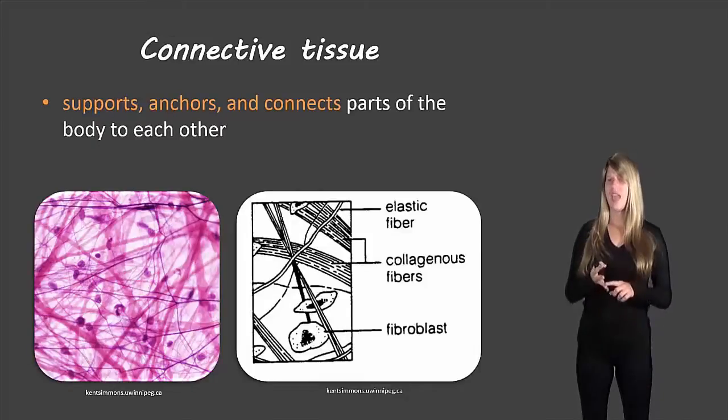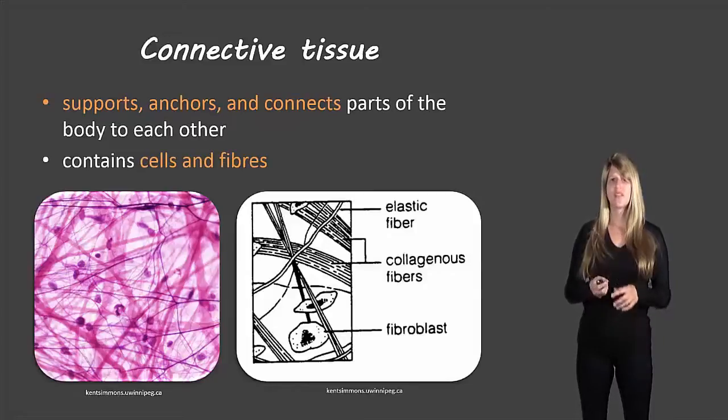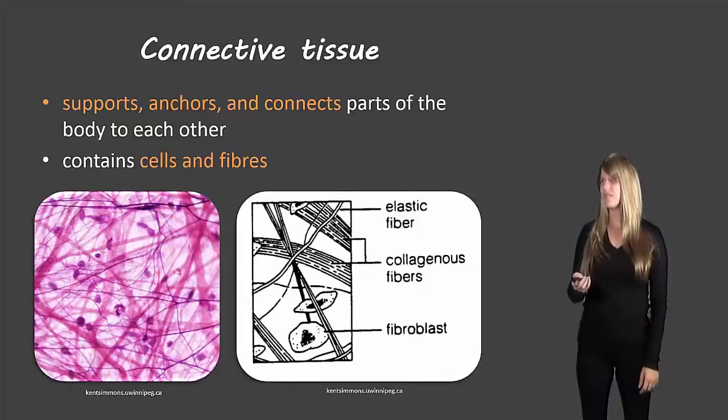It supports, anchors, and connects parts of the body to each other. And it's made of cells and fibers. So it's made of a lot of fibers. Some of them are collagenous fibers, which are strong and keep parts of the body together. And then there's also elastic fibers, which are stretchy, which allow for movement. And then there are cells within it that help produce these fibers so that the body can continually make fibers to allow different parts of the body to connect.